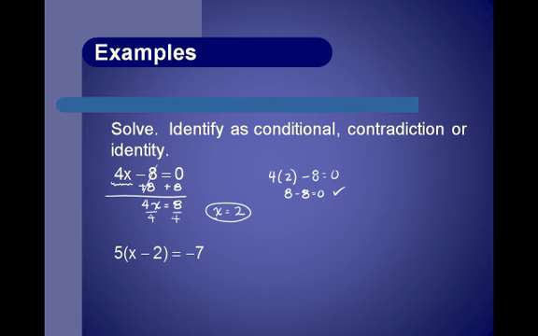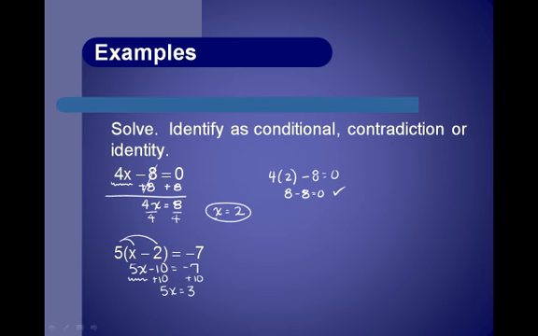Let's do another one. This time we've got parentheses, so the first thing we're going to do is apply the distributive property. So multiply everything in the parentheses by 5. We get 5x minus 10 equals negative 7. There's nothing to simplify on either side, so we get x's on one side. Well, all of the x's are already on one side. We need the numbers to the other, so we're going to go plus 10 plus 10. So we get 5x is equal to 3.